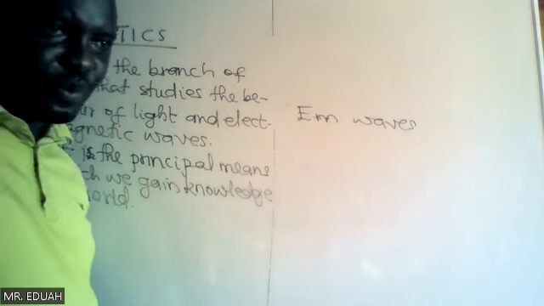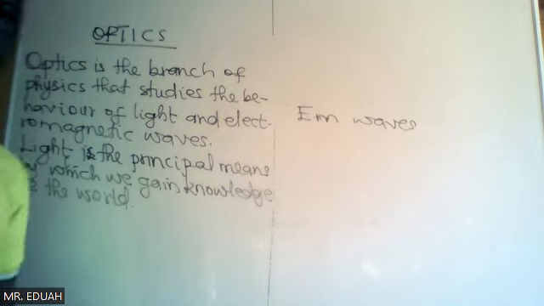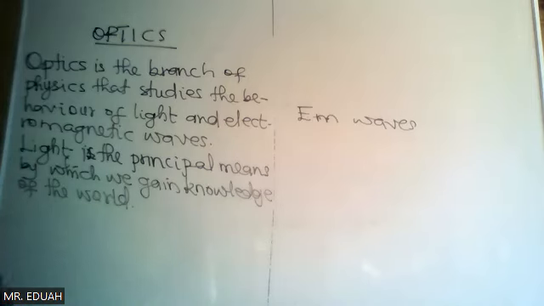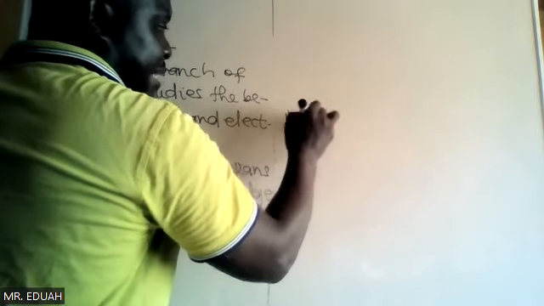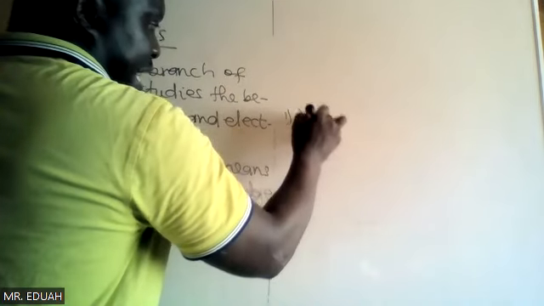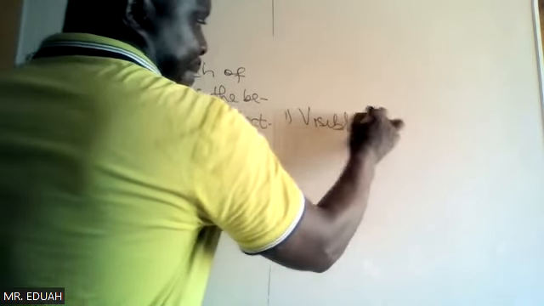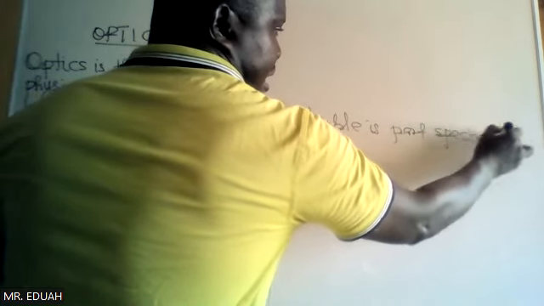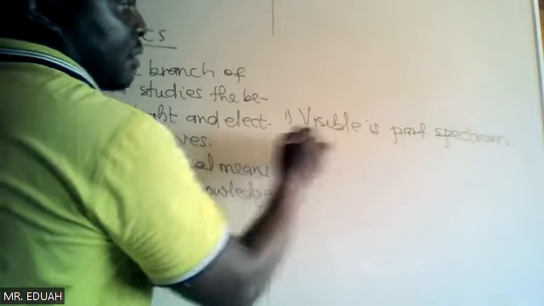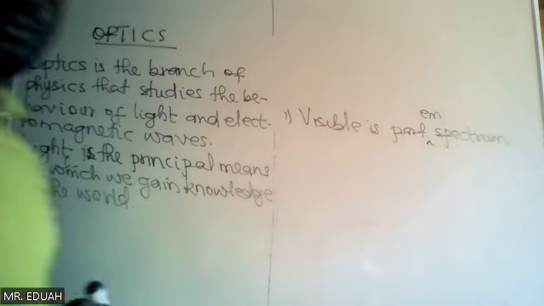Are you okay? Yes, sir. Let's look at the key characteristics of light. Yes, it's part of the electromagnetic spectrum. Visible light is part of the EM spectrum, or it's part of the electromagnetic waves.